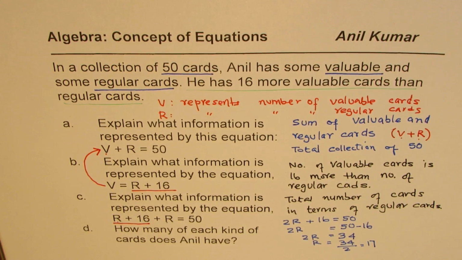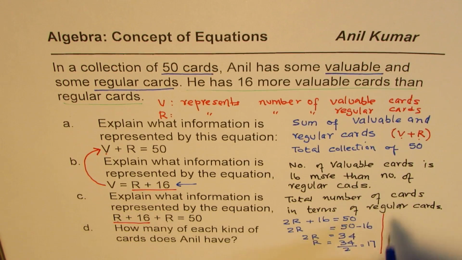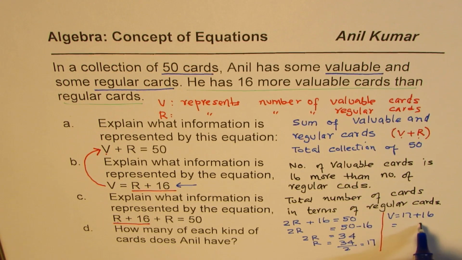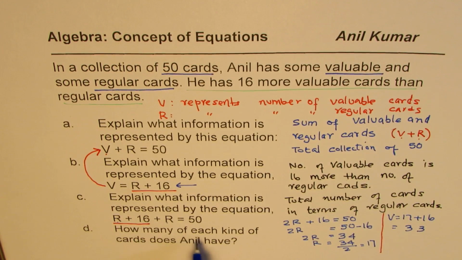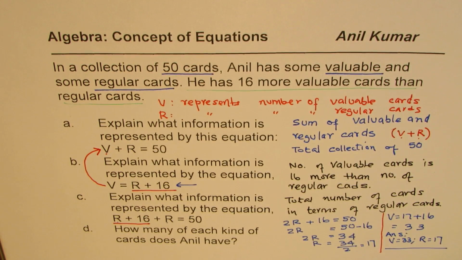So we get the value of R. We need to find both, right? Regular as well as the valuable cards. Now we know that the valuable cards are 16 more. So valuable cards are 17 plus 16. Is it okay? So just add them up, right? 6 plus 7 is 13. 3, 1, 33. So we get our answer. So how many of each kind are there? So you can write down the answer. Valuable cards is 33 and regular is 17, right? So that is how you can actually solve such a question.